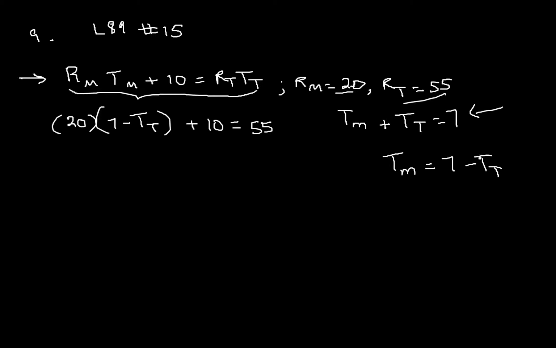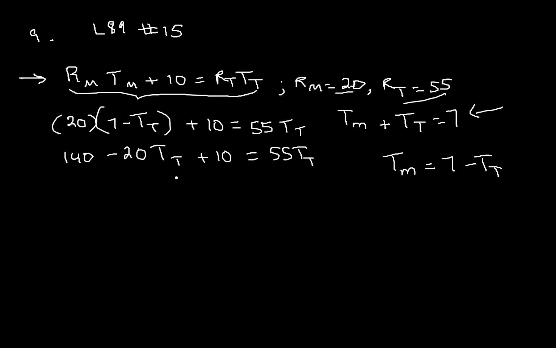Now Tt is the variable we decided to keep. So he's allowed just to be himself, Tt. All right, and then you solve it. So you get 140 minus 20 Tt plus 10 equals 55 Tt.